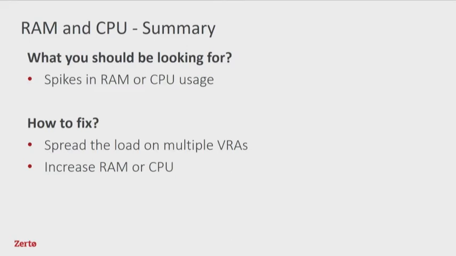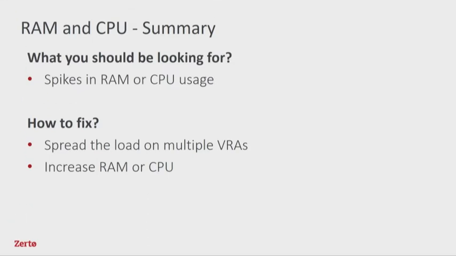Any value above 80% should already be an alarm and in the red zone. In order to fix, we can either spread the load on multiple VRAs by migrating machines to different hosts that have a VRA installed on. Important that they have a VRA installed on. And we can also simply increase the compute resources of the VRA. The limit of each VRA would be 16 gigs of RAM and 2 cores of the CPU.